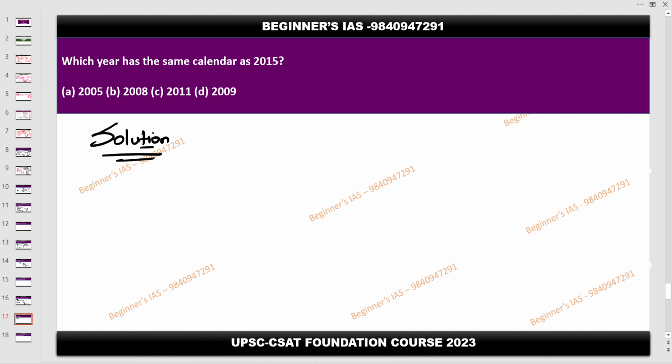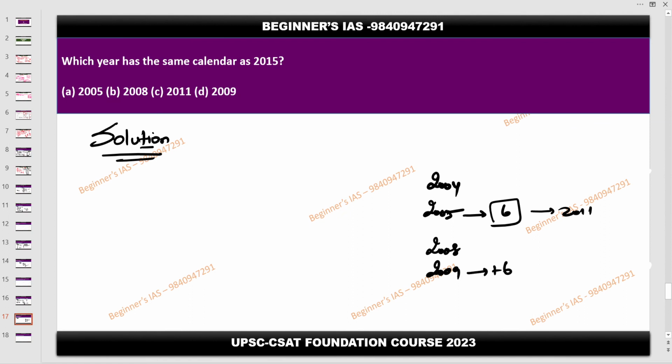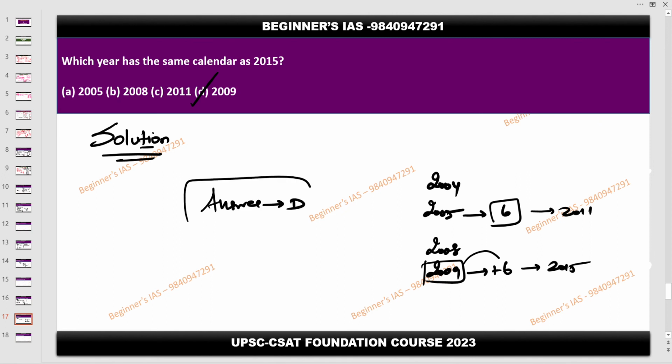Fine, very good. Suppose 24, then 25 is following the 6 years pattern. 25 plus 6 is going to be 2011. Then 28. The next year follows the plus 6 pattern. So 29 plus 6 is going to be the 2015. Therefore answer is going to be the 29. Understood, everyone? This logic here.